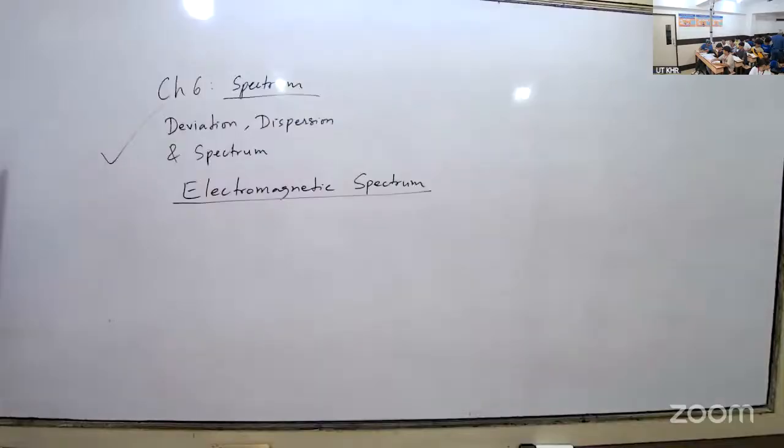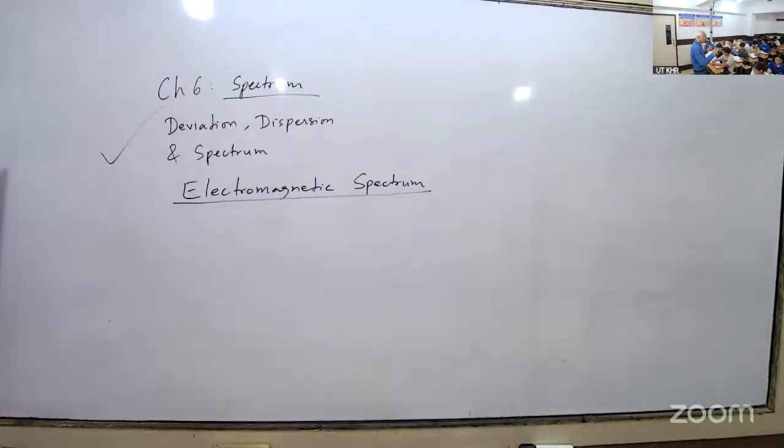So the electromagnetic spectrum. What is spectrum first of all? It is in order. All the arrangement is done either in increasing order of wavelength or frequency, or decreasing order of frequency. So that is spectrum. Now, what is the electromagnetic spectrum?